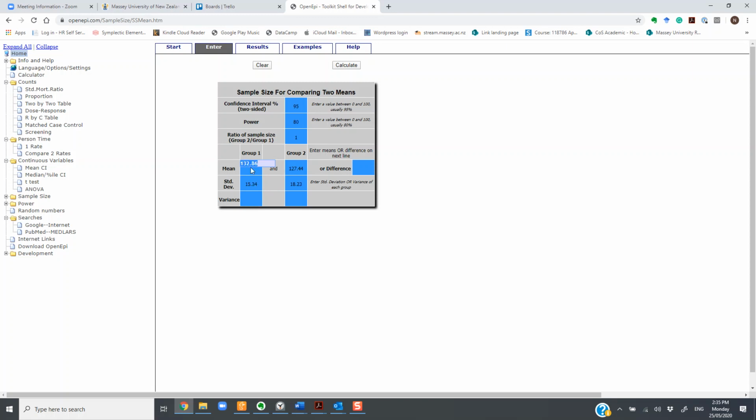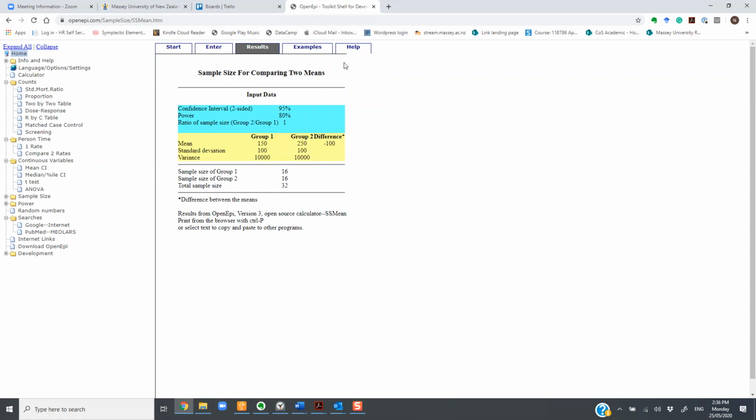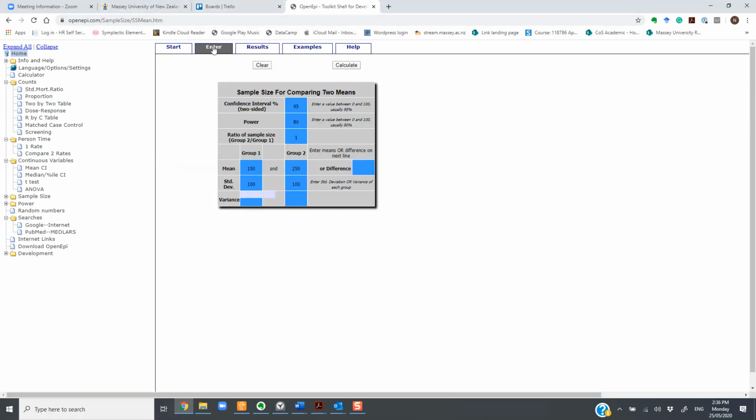So if we were to say that group 1 didn't use a veterinarian and they had a growth rate of 150 grams a day with a standard deviation of 100. In the second group that used a veterinarian, they had 250 and 100. We could now calculate those differences, and we can see we need 16 in each group for 32 in total.